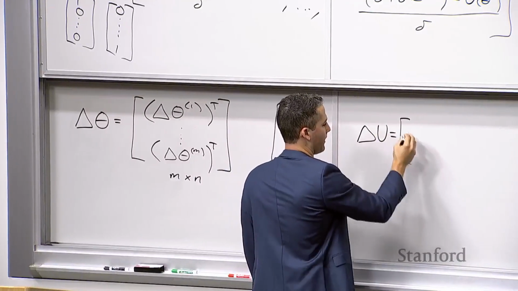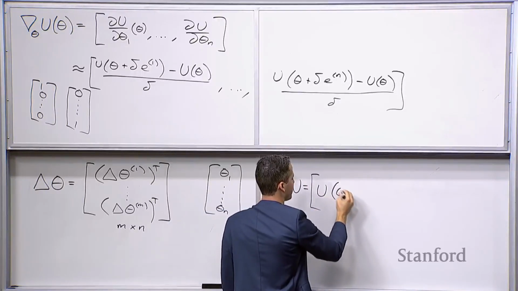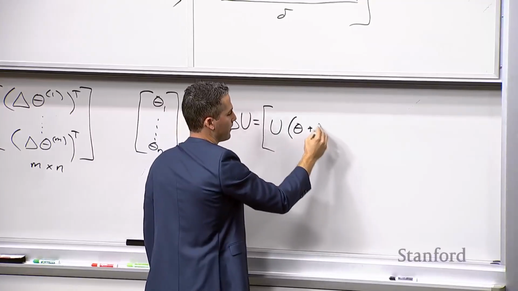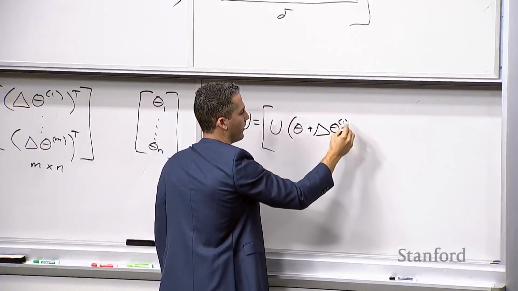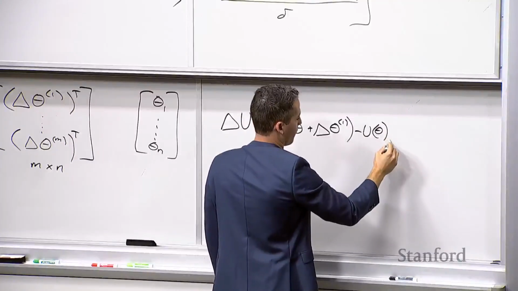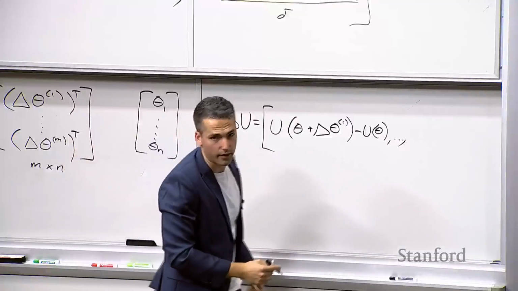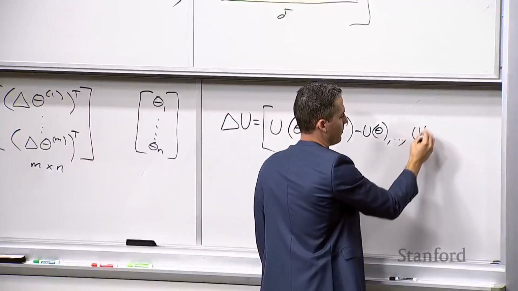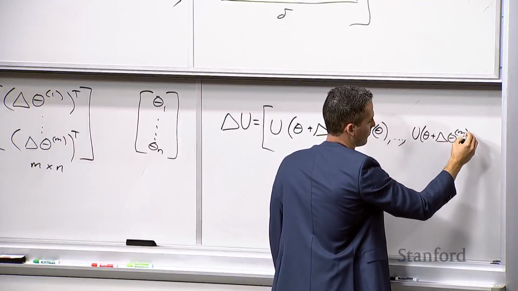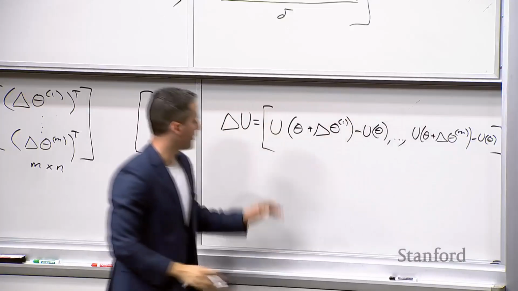Similarly, we can write out the delta U now using this delta theta. That is very similar to what we have with the finite difference. That's just U of theta, whatever initial theta we were working with, plus delta theta 1, minus U of theta. And then we're going to do that again m different times, because we have m delta thetas here. So this will be U of theta plus delta theta m, minus U of theta. That becomes our delta U.